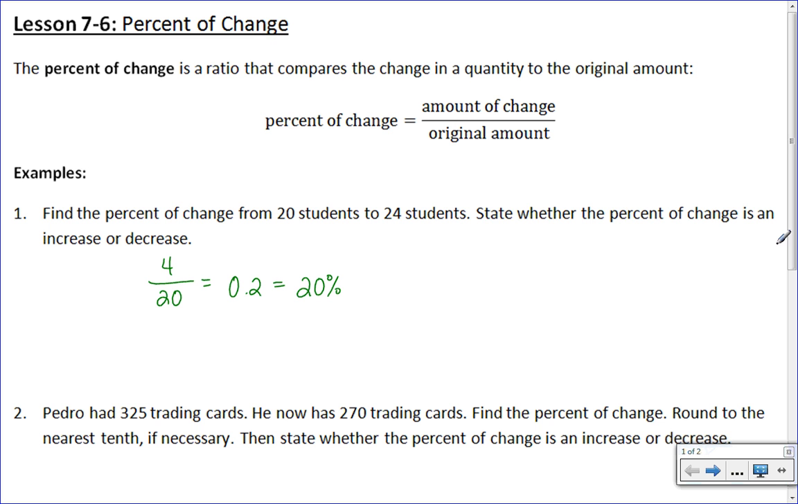And we also want to know whether this is an increase or a decrease. Well, to go from 20 students to 24 students, that is an increase. So we can say that the number of students increased by 20%.